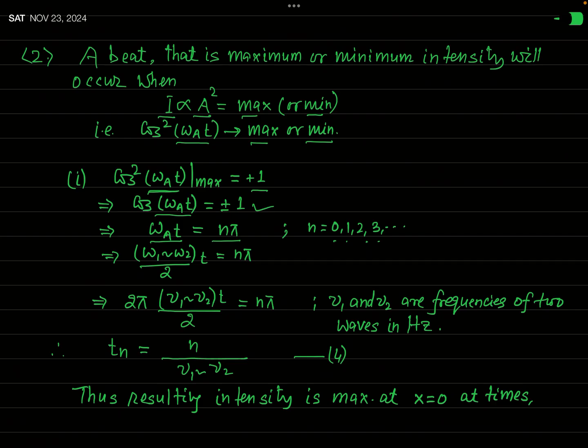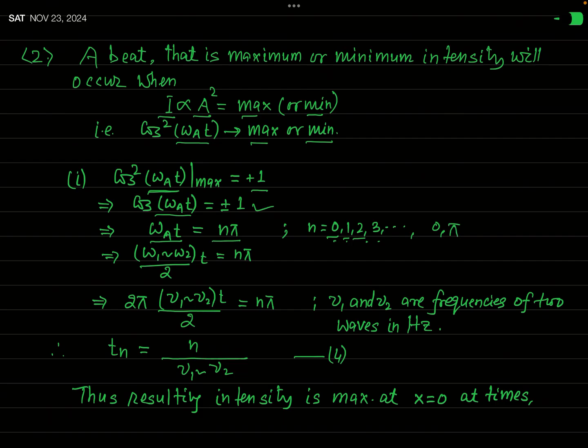Actually, you can see, when you take n equal to 0, then omega at t will be 0, and cos 0 is plus 1. When you take n equal to 1, then omega a into t will be pi, and cos pi is minus 1. When you take n equal to 2, cos omega a t will be cos 2 pi, that will be plus 1.